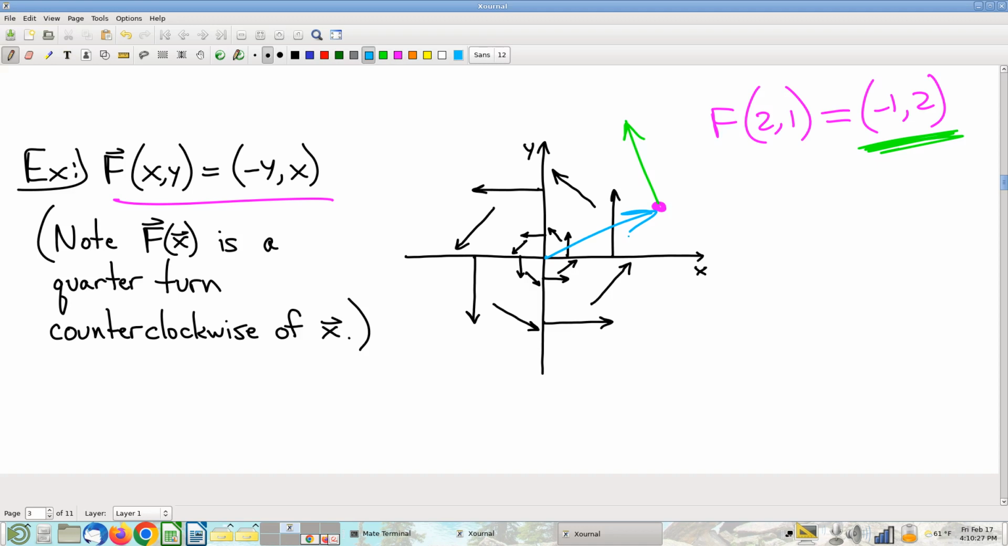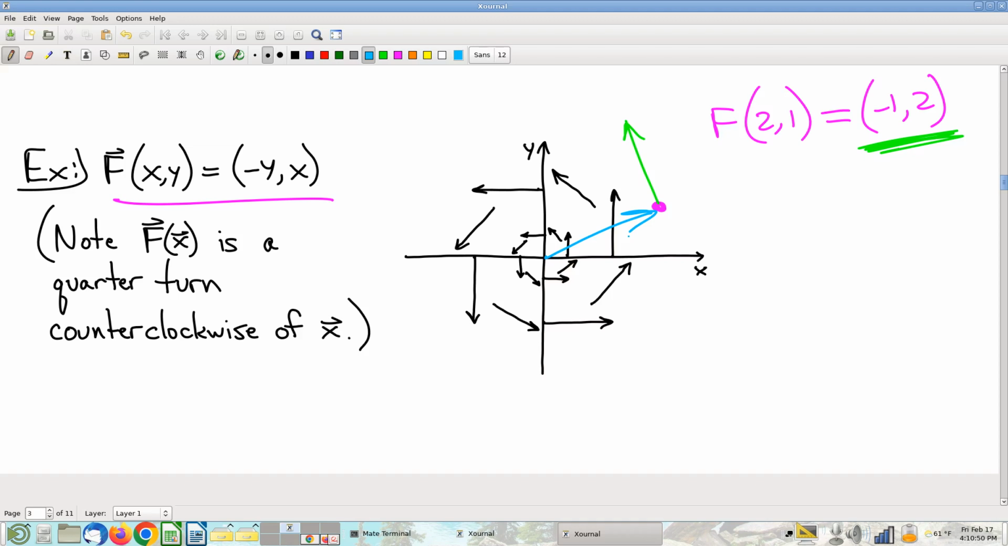And you can plug in as many points as you like here. Pick any point you want, write the x and y coordinates, follow the rule to get the field vector, and you're always going to find that you get one of these. You get part of this. I like to think of this as a stirred pot, right? And it'll always follow that pattern.